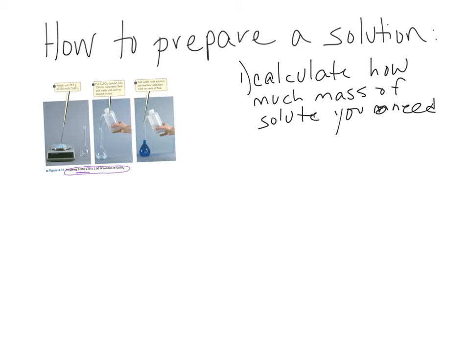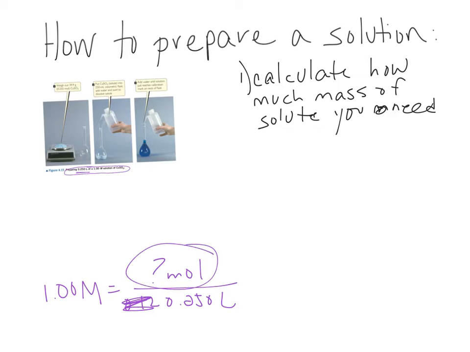So if we want a 1 molar solution, 1.00 M, and it's going to be 0.250 liters, then how many moles do we need to put in there? So I would solve for my moles by multiplying these two things. Moles will be equal to 0.250 moles of my copper sulfate, which is what I'm doing here.